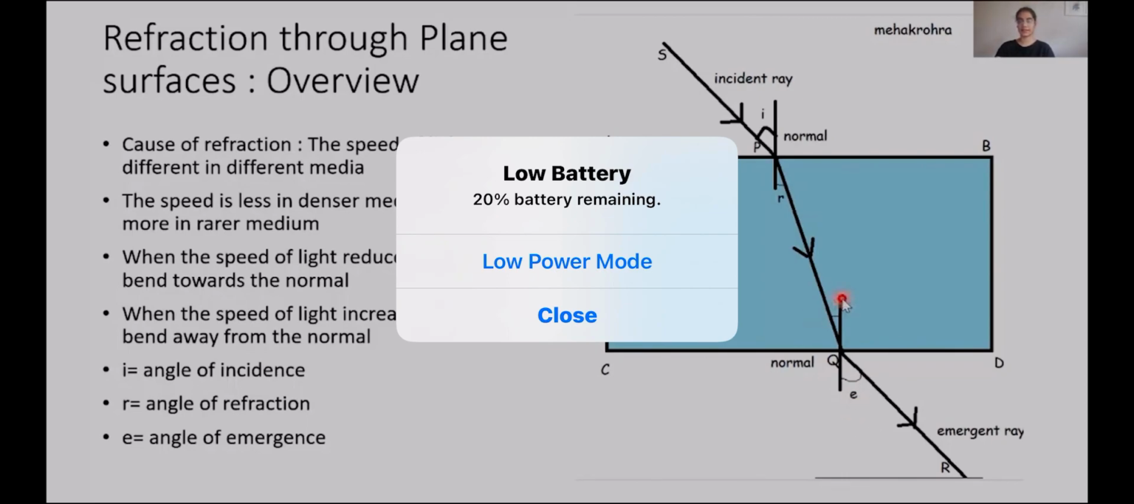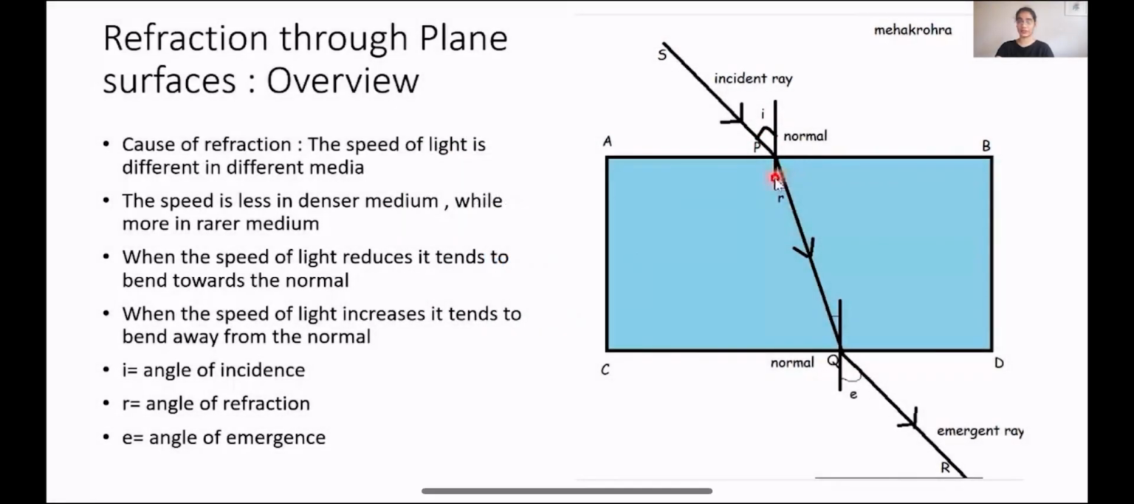And when it decreases, that is our first case when light was traveling from air to glass, it was traveling from a rarer medium to a denser medium, speed of light was decreasing, it was slowing down, and hence this ray of light will bend towards the normal, making an angle of refraction R. So I is angle of incidence, R is angle of refraction, and E is angle of emergence.